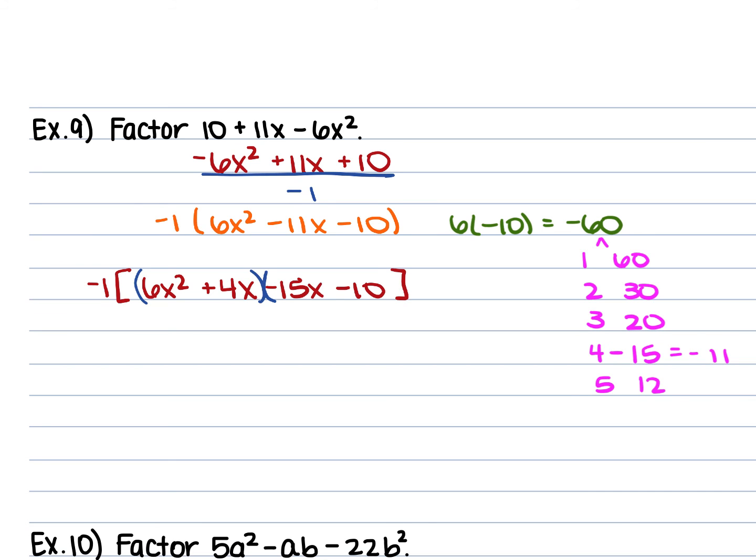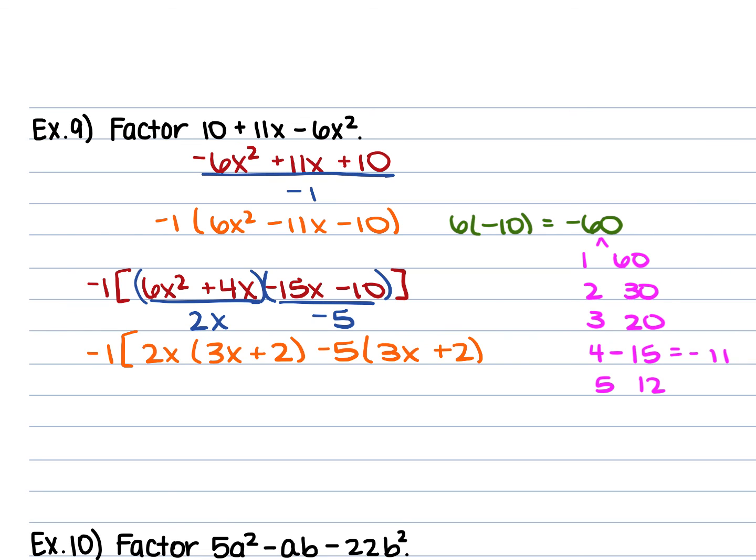Group the first two, group the last two, factor out a 2x from the first, factor out a negative 5 from the last. This gives us negative 1 times 2x times 3x plus 2 minus 5 times 3x plus 2. Your two sets of parentheses are identical, so it's going to give us negative 1 times 3x plus 2 times 2x minus 5.